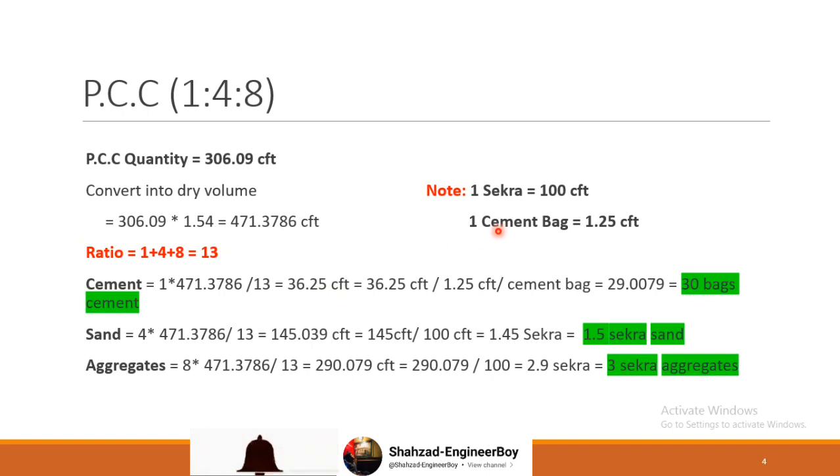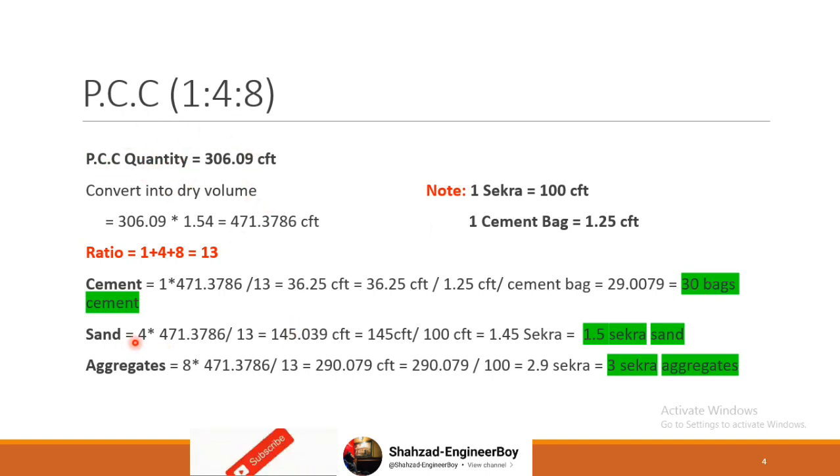Now as we know that 1 cement bag is equal to 1.25 cubic feet, just divide it by 1.25 cubic feet per cement bag. That will give you 29.0079, or approximately 30 bags of cement for this PCC work.